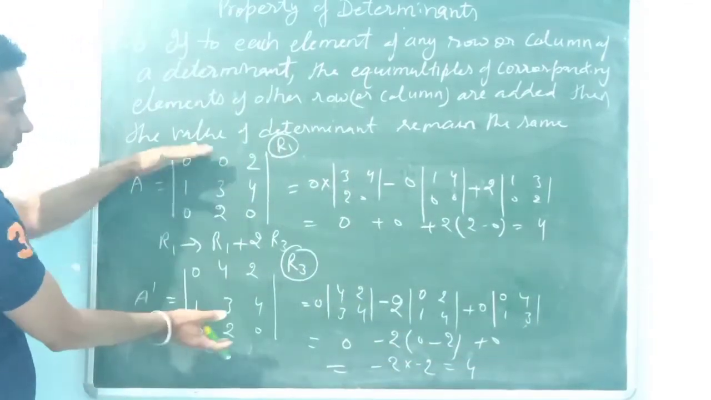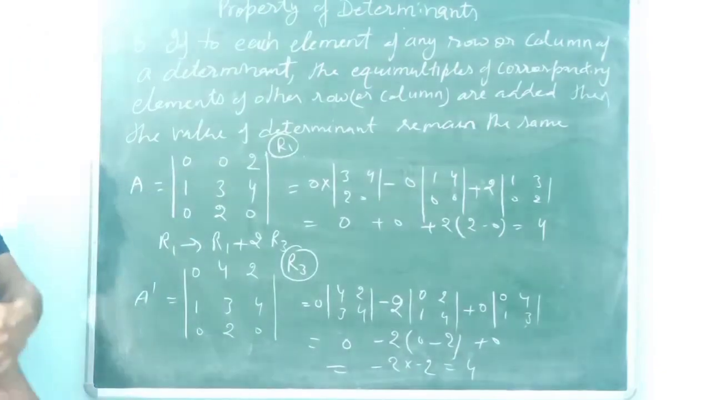So in both cases the value remains the same. This is the last property.